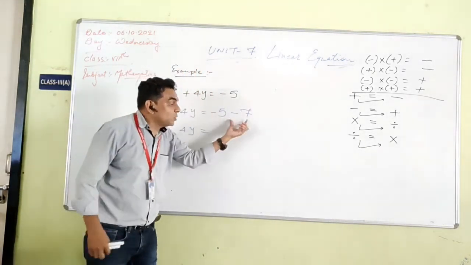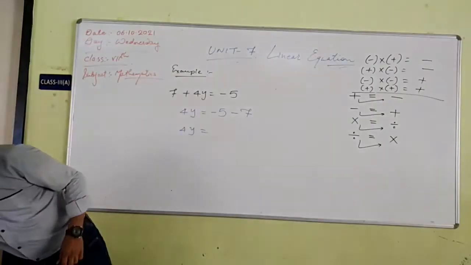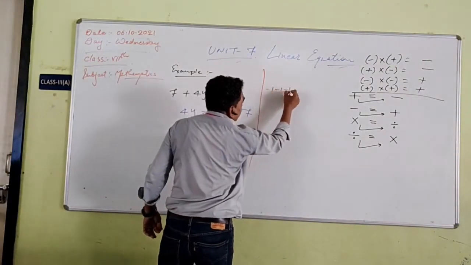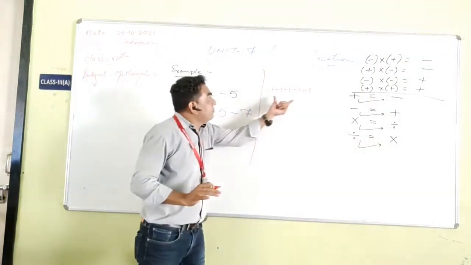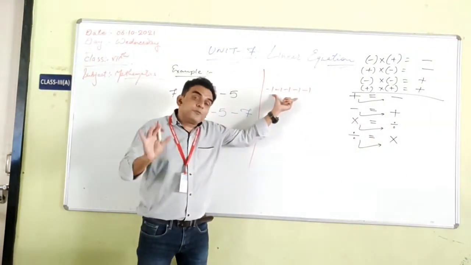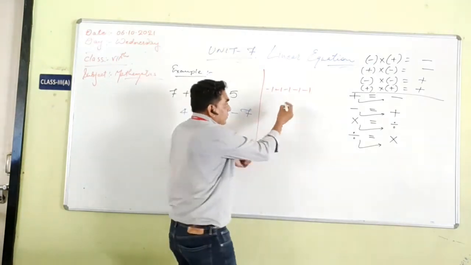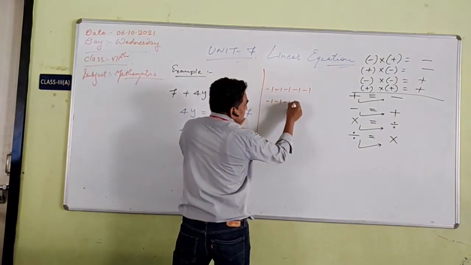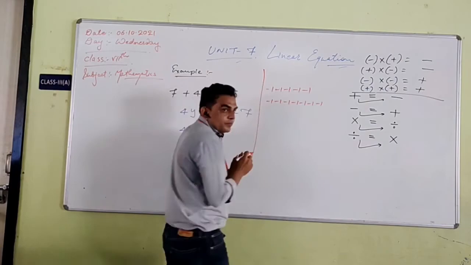Here the relation is not multiplication. Here it is minus 5 minus 7. I'm going to write it here. You can see minus 5 minus 7. That means what? Minus 1, minus 1, minus 1, minus 1, minus 1. How many times? Minus 5. That means minus 1 is 5 times. It is minus 5. Then we continue. How many times? 7 times. Minus 1, minus 1, minus 1, and so on: 1, 2, 3, 4, 5, 6, 7.